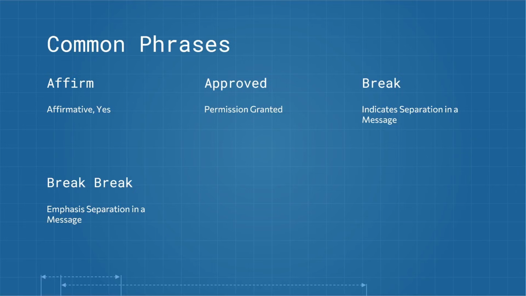The next phrase is cleared, used by controllers to give permission for a certain action, e.g., cleared for takeoff. Next is a slightly more uncommon phrase of confirm. It asks the recipient to check something. For example, confirm takeoff clearance for Speedbird 231.